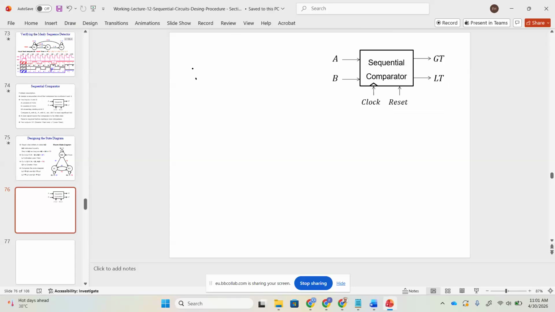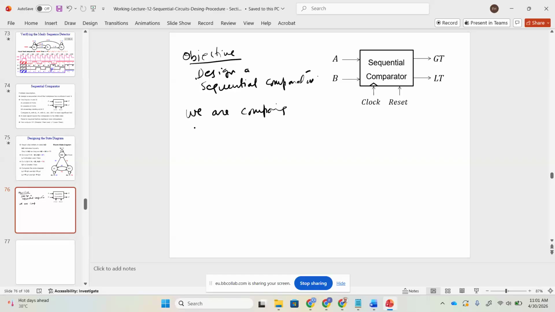So our objective is to design a sequential comparator. And what is a sequential comparator? We are comparing two numbers A and B.